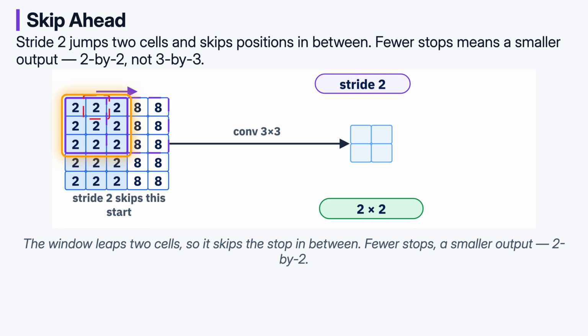Stride 2 jumps 2 cells at a time. So from the first stop, the window leaps to its next stop here. That is a jump of 2 cells, not 1. The position in between is skipped. The window starts only at column 0 and column 2, 2 stops. Fewer stops make a smaller output, 2x2, not 3x3.